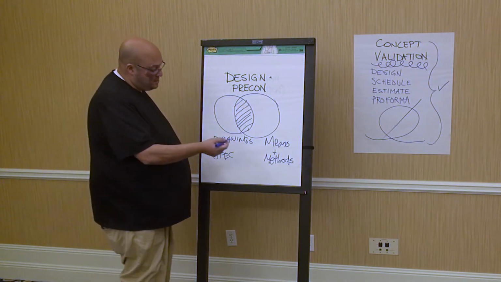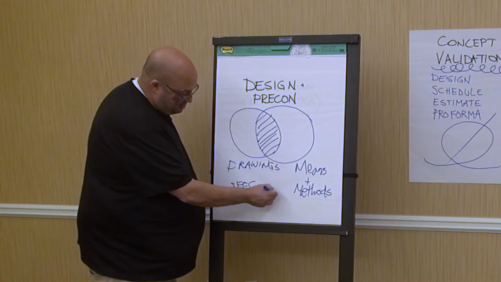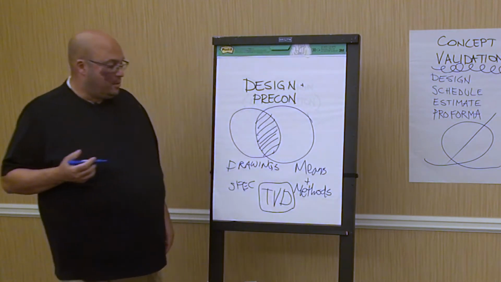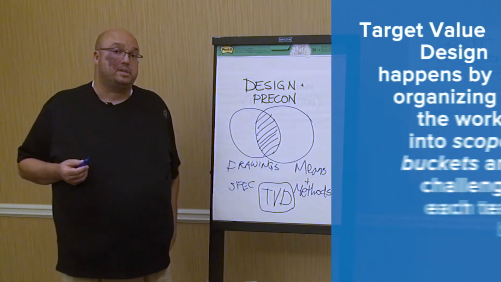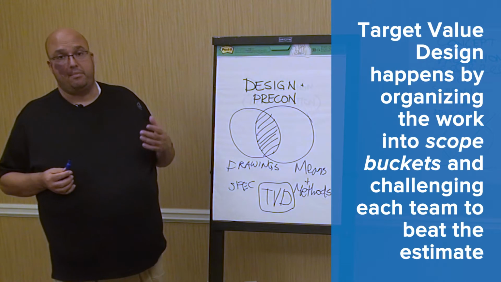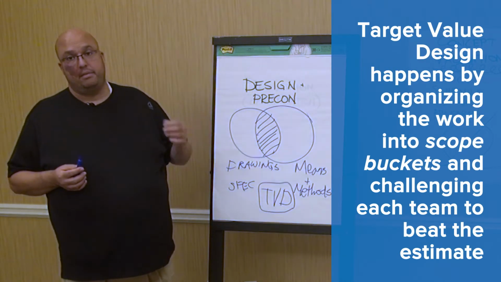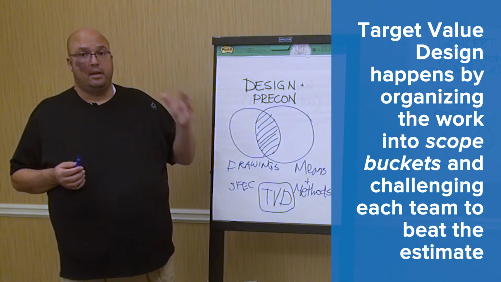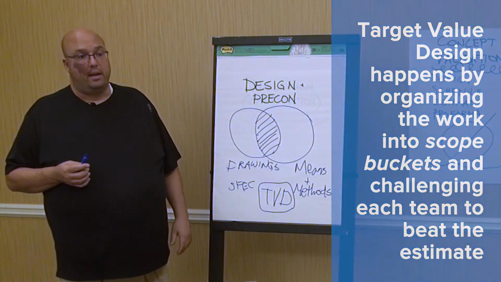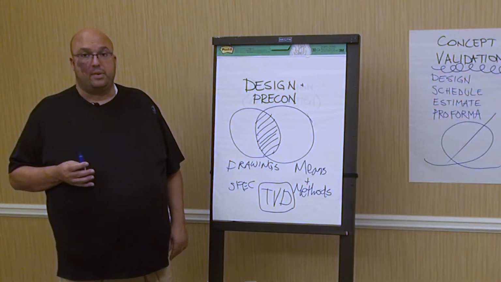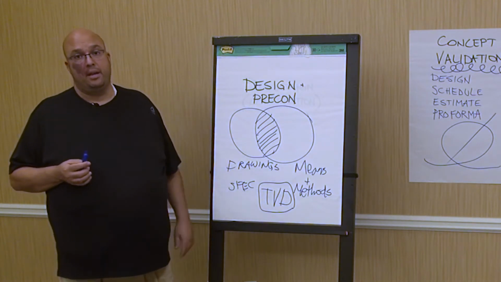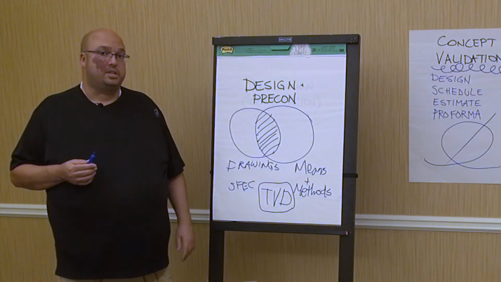We also use target value design. We take the estimate that's been published as part of the validation, we divide it into scope buckets, and by that I mean exterior skin, interior fit out, building systems, any way that you want to slice the project. We allocate the amount of money that those folks have, and then we set a target that's lower than the budgeted amount, and we challenge the team to try to achieve that.